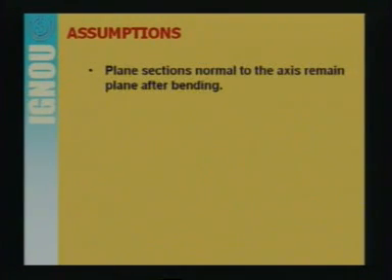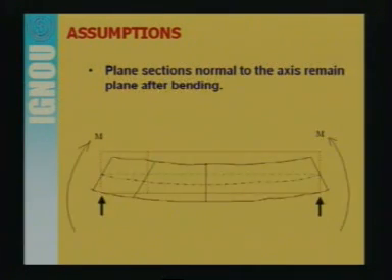First of all, the first assumption is that plane sections normal to the axis remain plane after bending. If you see in this figure, this beam made in red color is the original form of the beam. It is a simply supported beam. Now, the neutral axis, which is shown by the green color line here, this is the neutral axis. What is the neutral axis?